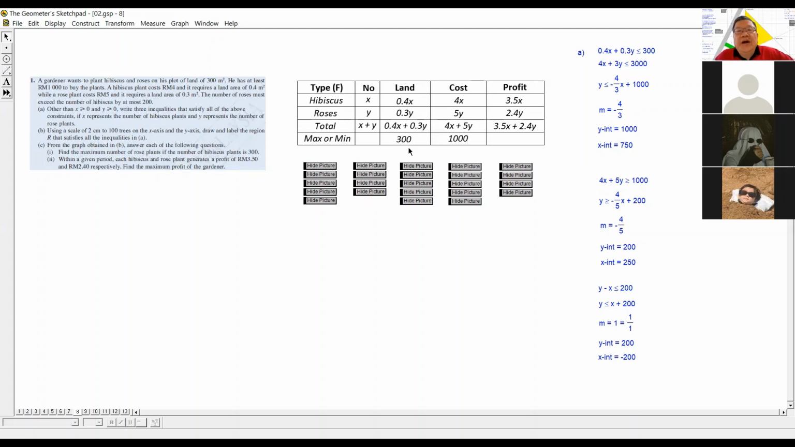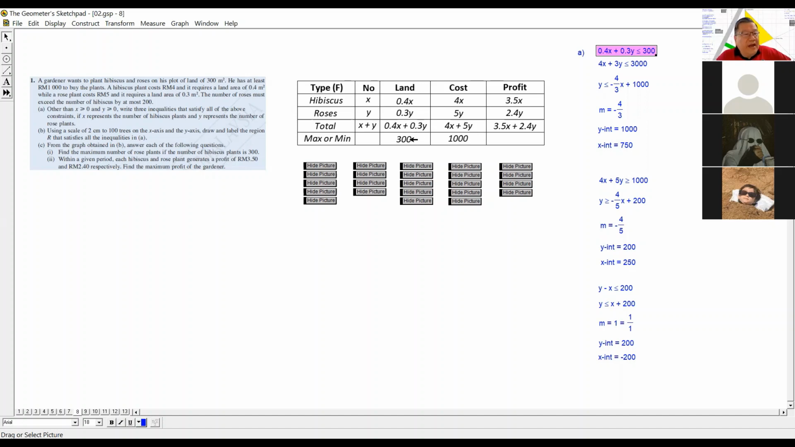0.4x plus 0.3y less than 300. Now, before I go on, when you construct the constraint, when you make the inequality, you make sure that the unit is consistent, like in physics. Make sure the units are consistent. Now here 0.4 hectare, 0.3, sorry, meter, not hectare. So if it's meter, then this one must be in meter. The 300 must be in meter, all in meter.